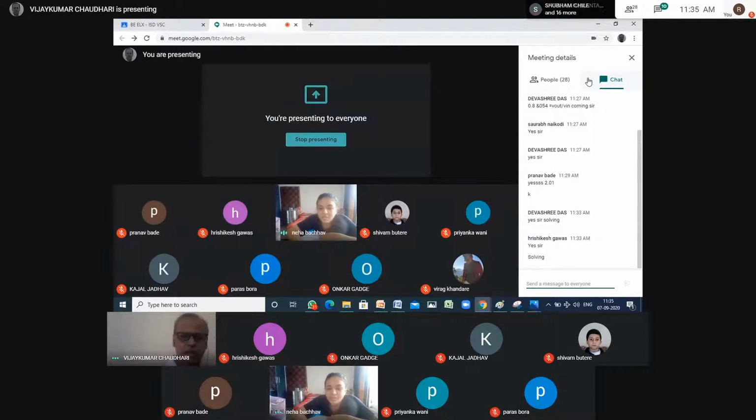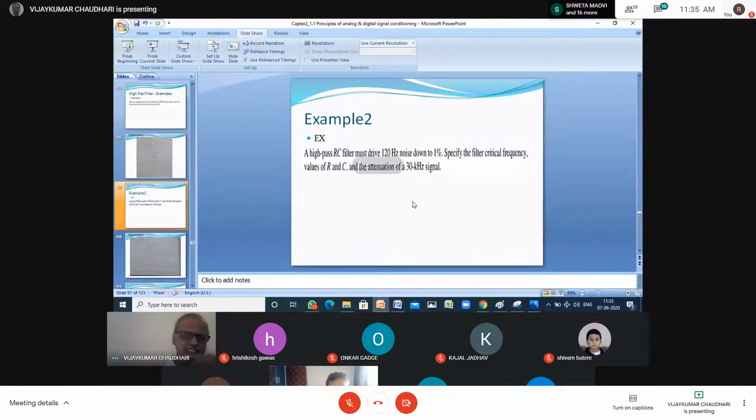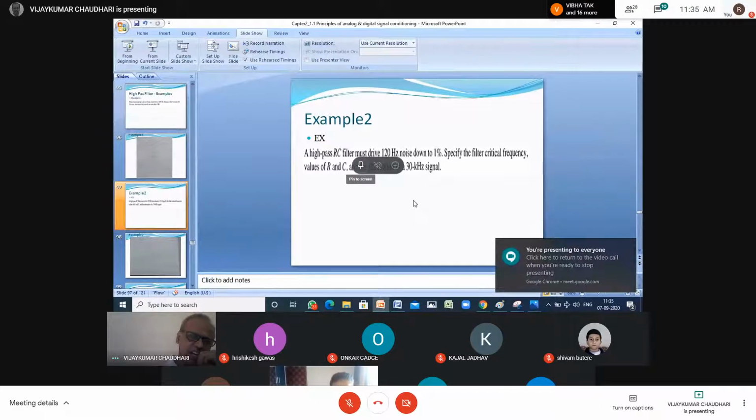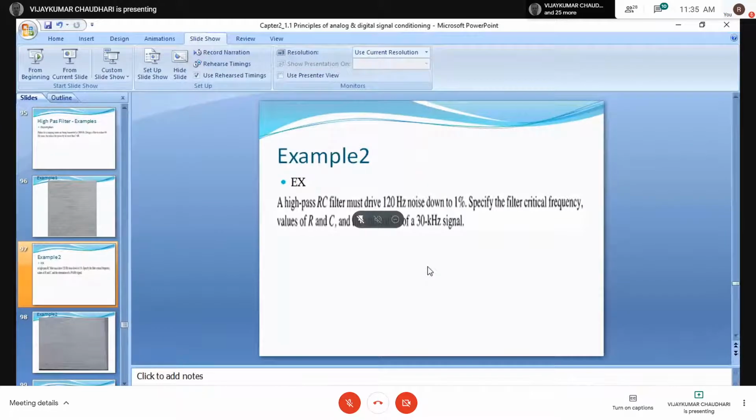Sir, I have not noted down the question. Can you once again show that question? Okay. F is given as, in first case, F is given as 120 hertz and V out upon V in is given as 1%. That is 0.01. Just substitute the value of V out upon V in and find out.